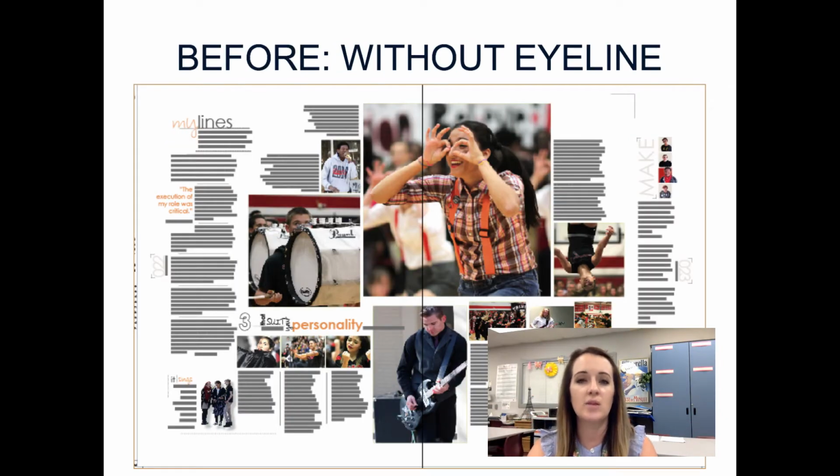Okay, so here we look at an example spread without an eyeline. Holy guacamole! That is a cluttered mess. It just feels like I'll throw up on the spread. There's not a whole lot of organization. There are some things aligned, but it's kind of a hot mess. So this is without an eyeline.